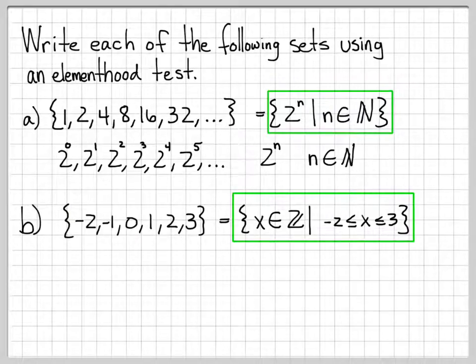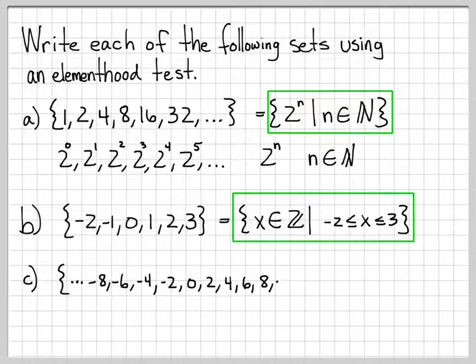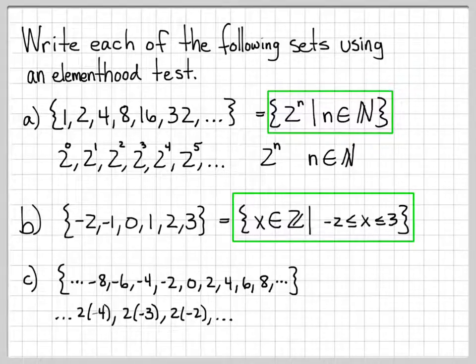So that one was pretty straightforward. Let's do another one, part C. Consider this set. It continues forever to the left and forever to the right, and it follows a pattern: -8, -6, -4, -2, 0, 2, 4, 6, 8, 10, 12, 14, etc. After we look at this, we can figure out the pattern pretty easily. Everything here is just some multiple of 2. 2 times -4 is -8. 2 times -3 is -6. 2 times -2 is -4, etc.